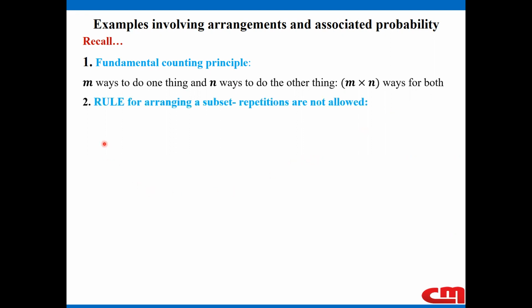Number two, rule for arranging a subset. Repetitions are not allowed. The rule simply states that if we have n different things taken r at a time, then we are saying the P is representing permutations. Then we are saying we are taking r things from n things, which is the same as n factorial over n minus r factorial.